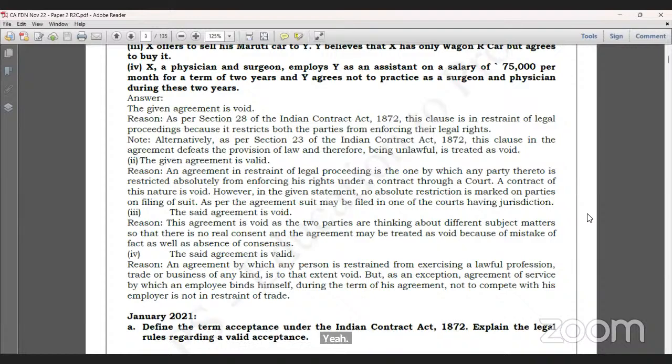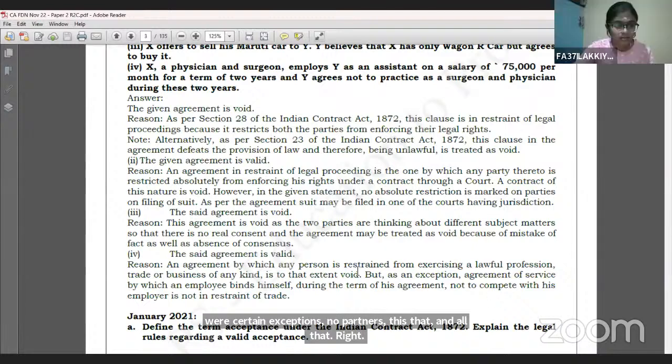Again, this is agreements opposed to public policy. Remember, I did the agreements in restraint of trade. There were certain exceptions, no, partners, this, that, and all that, right? Read the answer.